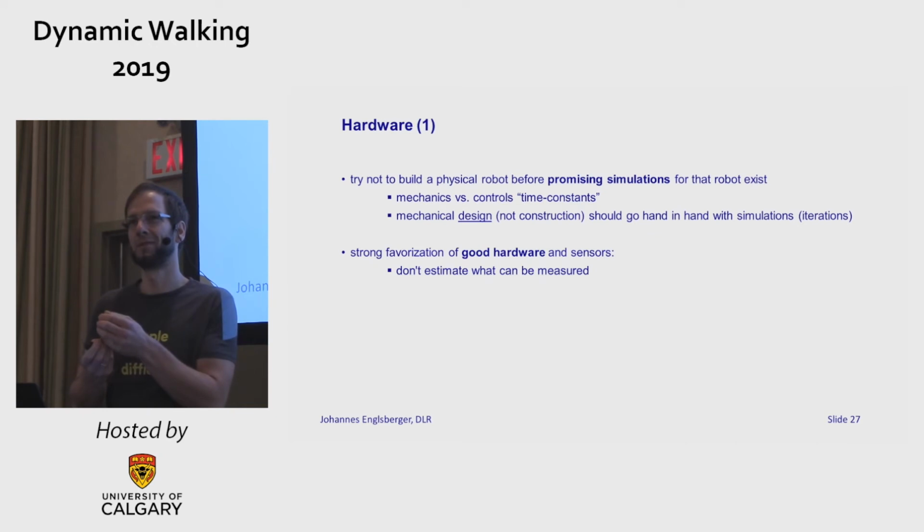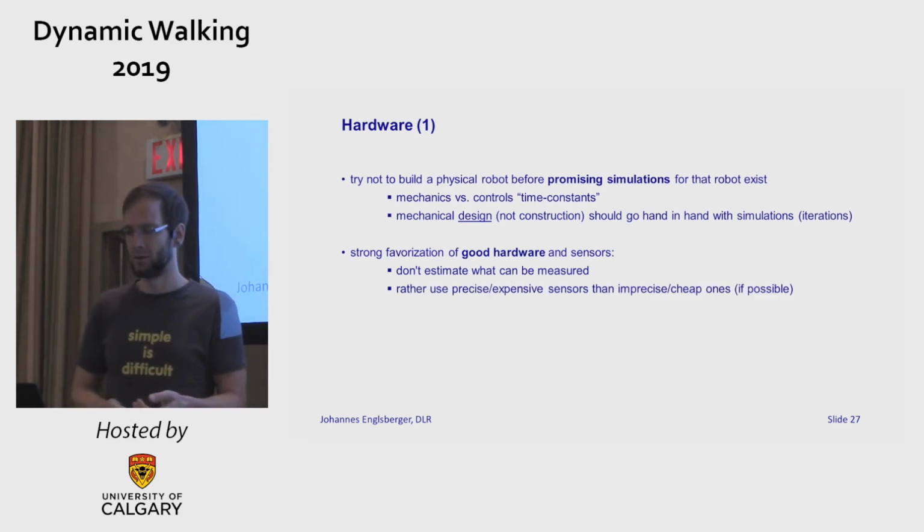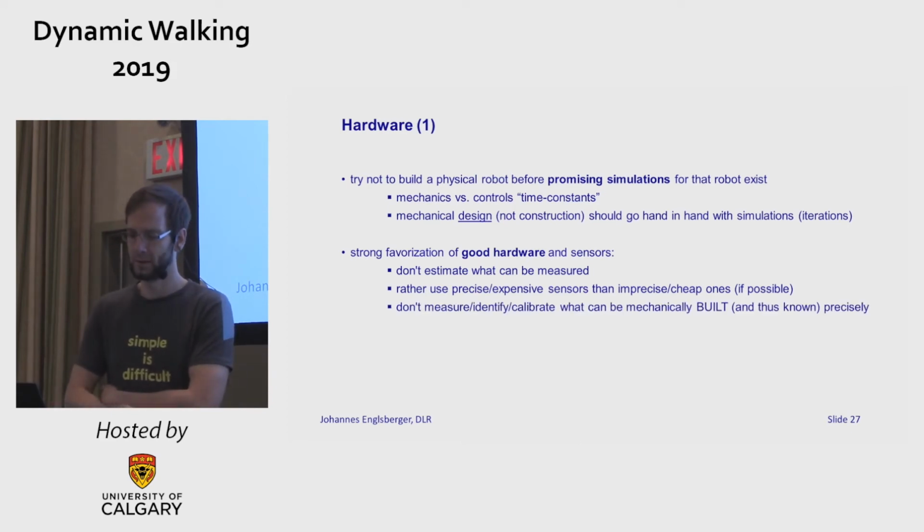And then there are some key insights or motivations that I follow, or buzzwords that I want to share. Don't estimate what can be measured. If there's any way of measuring stuff, don't try to estimate, because typically estimation is less accurate. Rather use precise, expensive sensors, we really learned it, than imprecise, cheap ones.